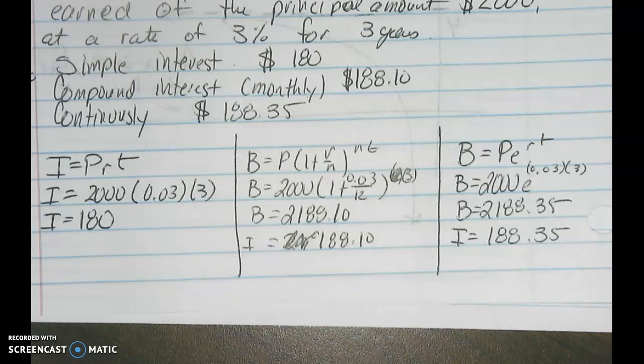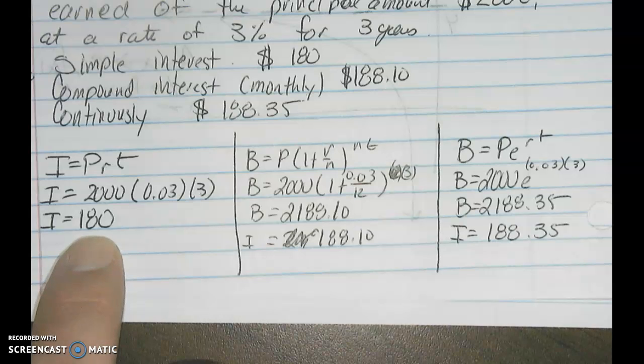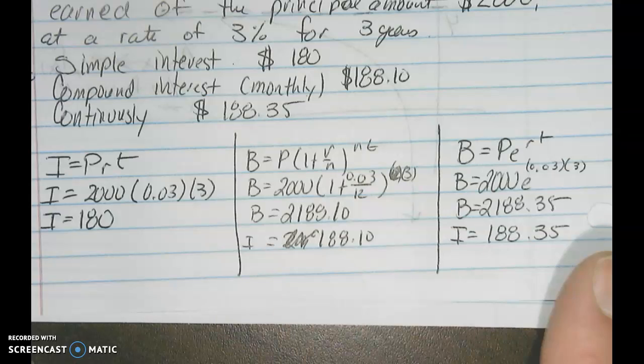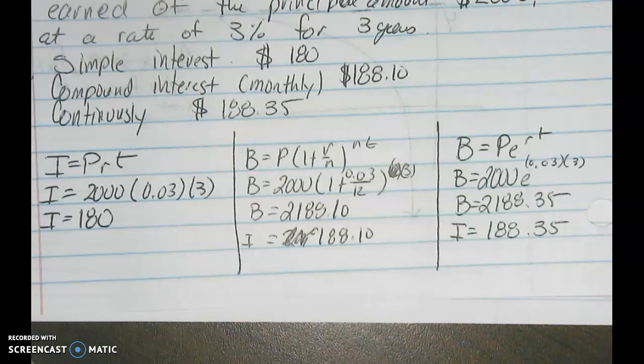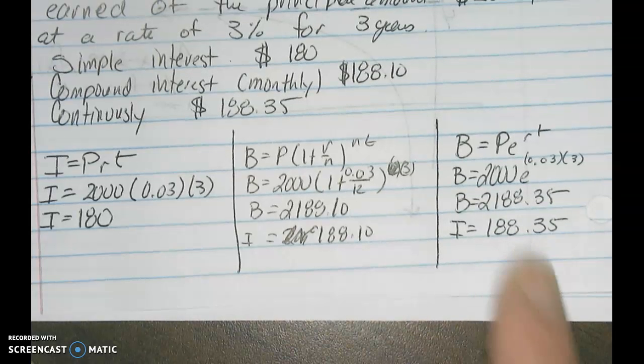Okay, so these are the 3 calculations we did. We did simple interest. The interest earned here was $180. Compounded monthly gives you interest of $188.10, and then continuously is just $188.35. So it's only 25 cents more than what you did if it was compounded monthly, all right? And what you've got to realize is that this has to be growing for a longer period of time for you to make more money, okay? And if that happens, then that's how you're going to get more of your money, okay?